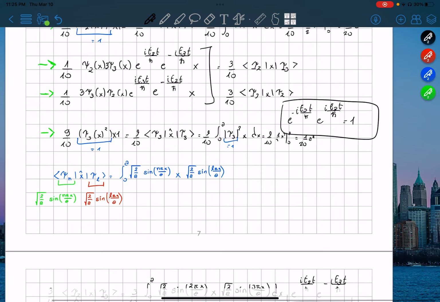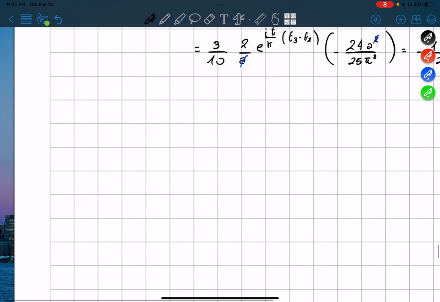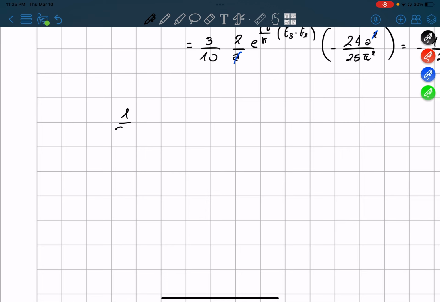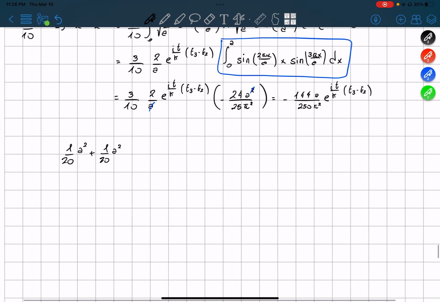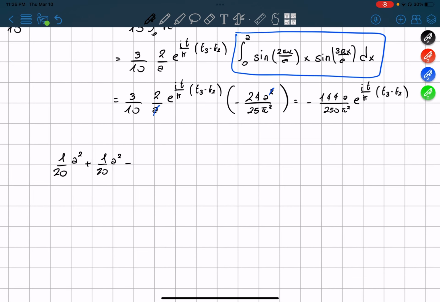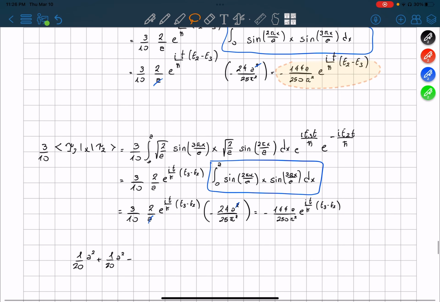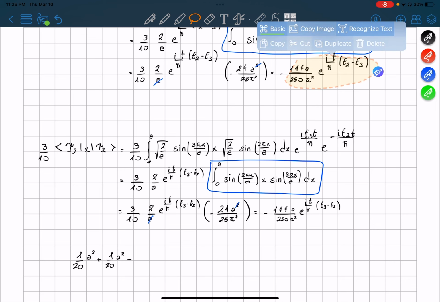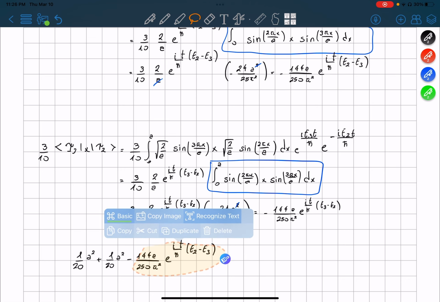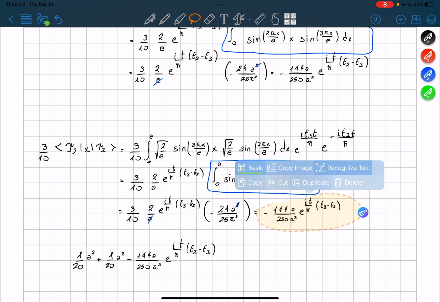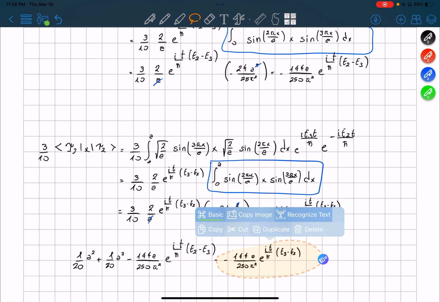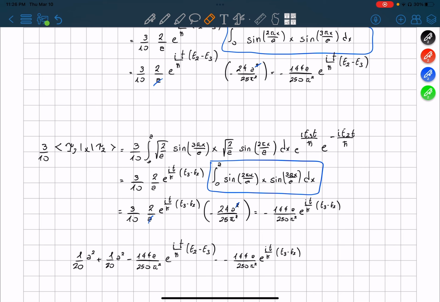Okay, so we're going to get 1 over 20 a squared plus 1 over 20 a squared, and then minus this part here that we found. Well, I already wrote the minus, so I need to rewrite it again. It will be plus the part, but it's minus then, and then plus this part here, so minus this. I end up with 2 minus it.